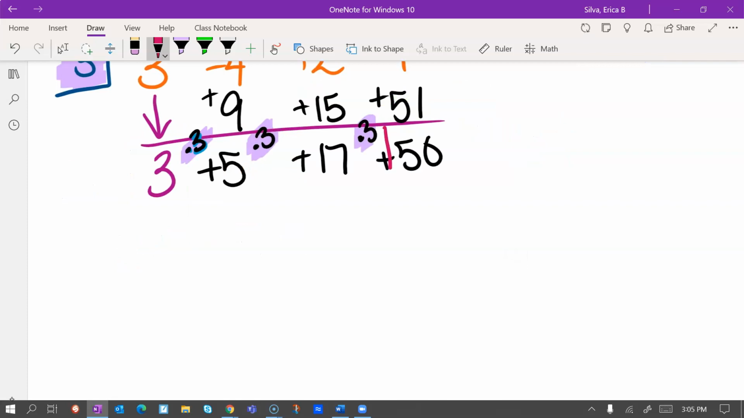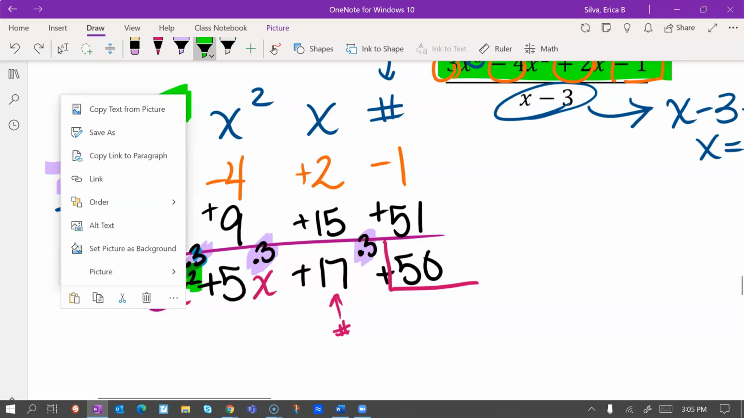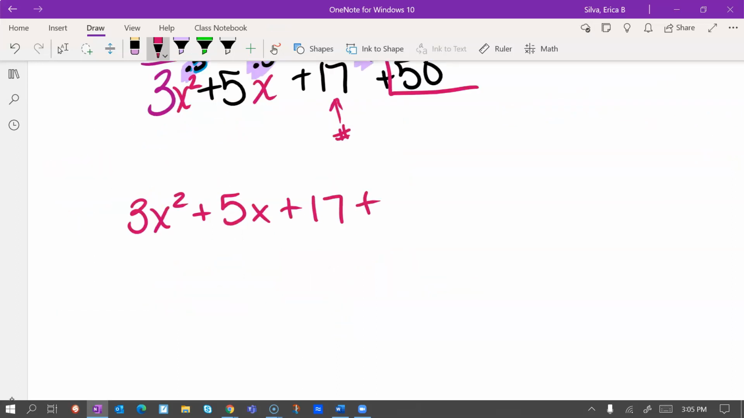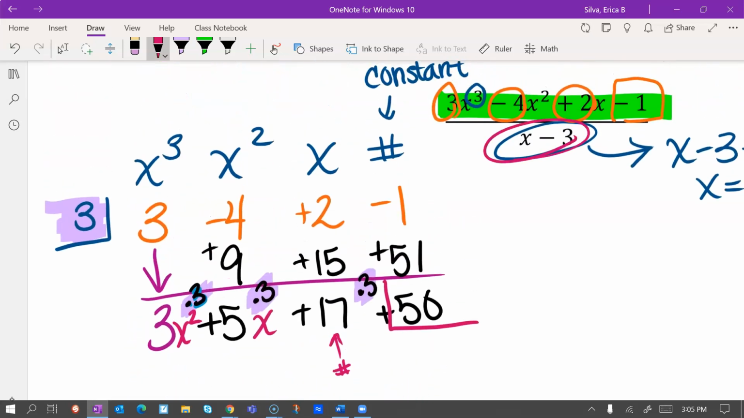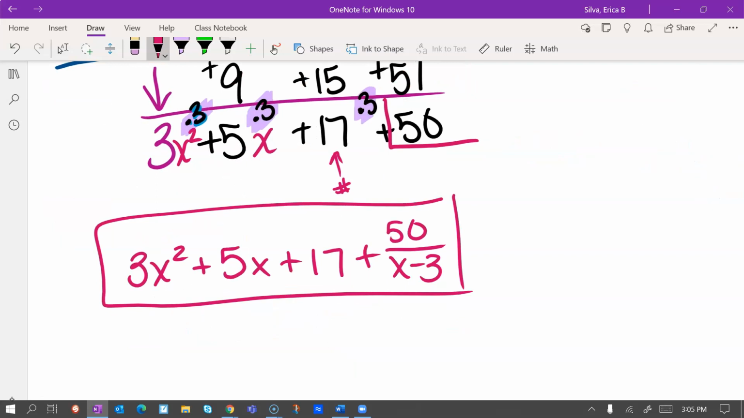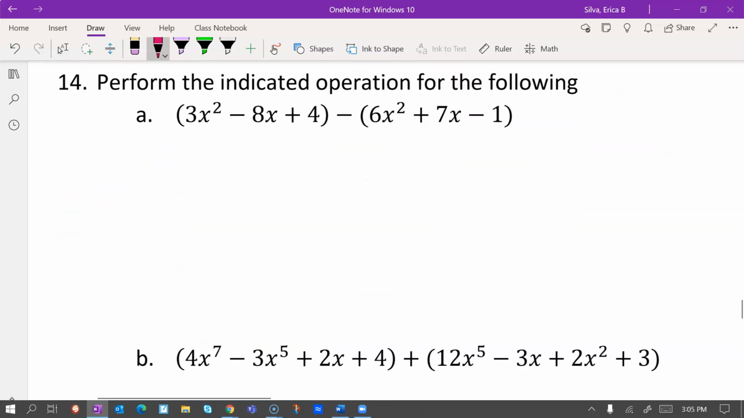So from here, we know that it will always be 1 under your initial degree. See how it's plus 17 plus 50 divided by my original number up here, x minus. Question so far? All right, let's go on to the next one.